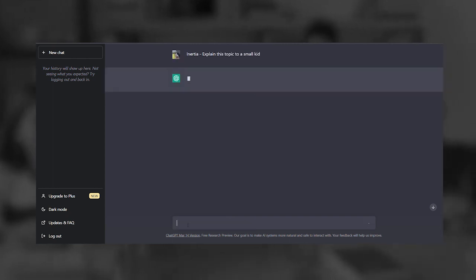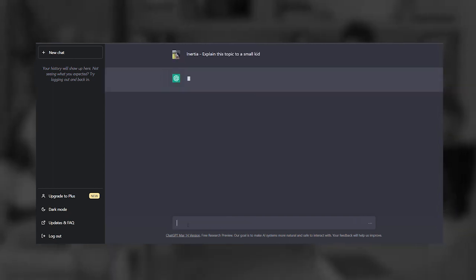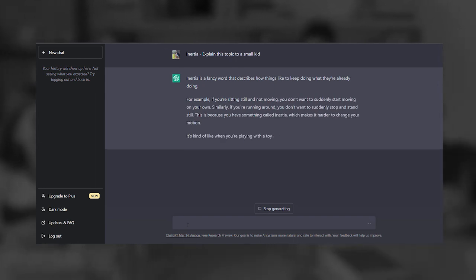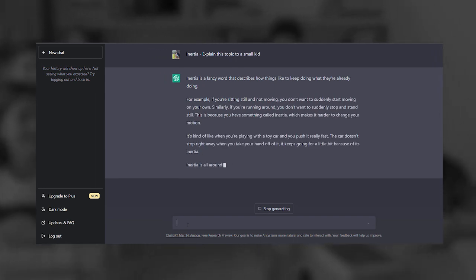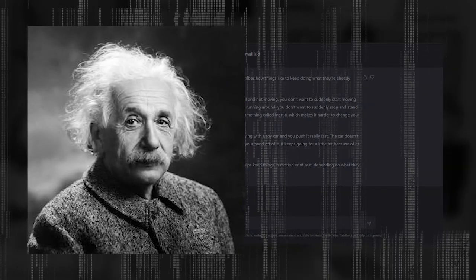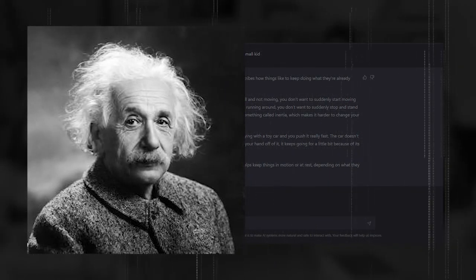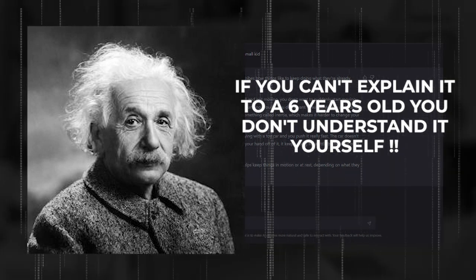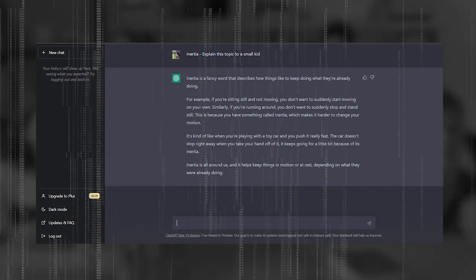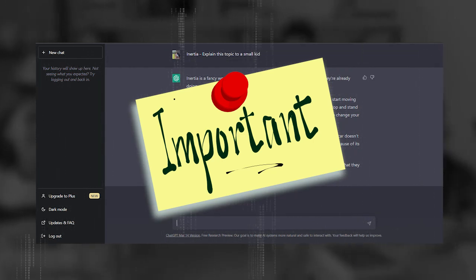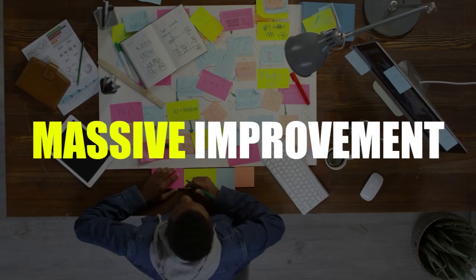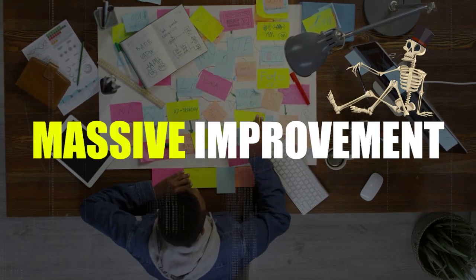Now, ChatGPT generates a response in simple terms, which even a small kid can understand. By following this strategy, you can understand any difficult concepts in physics. The great scientist Albert Einstein says, if you can't explain it to a 6-year-old, then you don't understand it yourself. So understand how important this strategy is and implement this technique in your study routine, and you will notice a massive improvement in understanding the concepts.